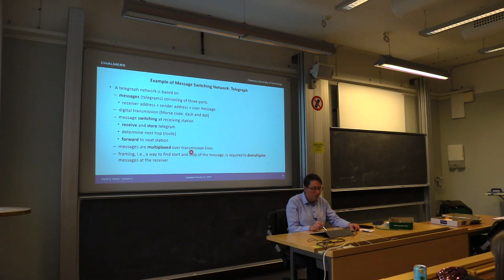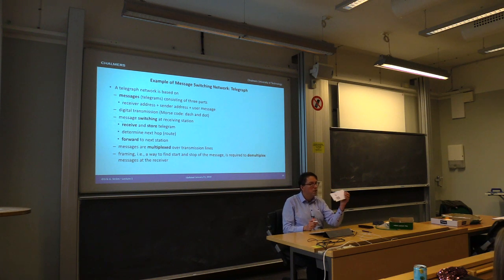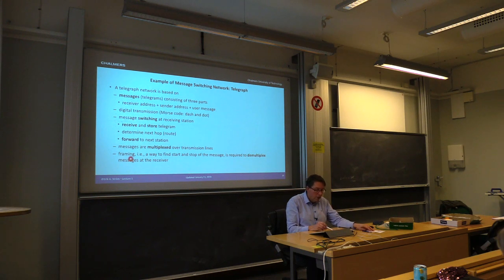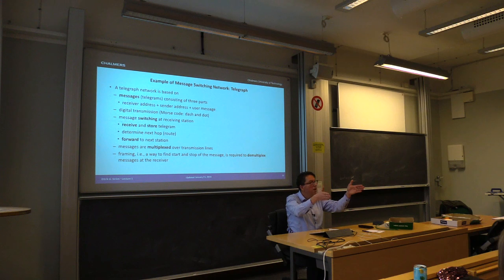Messages are multiplexed over these transmission lines. So many messages can go over the transmission line. So again, if we take the snail mail analogy here, many letters go into the mail truck, right? Okay, so many packets go over in the mail truck. We need framing in these types of systems. We need framing, which is a way to figure out, okay, here's the start and the end of a message. We'll talk more about that later on.